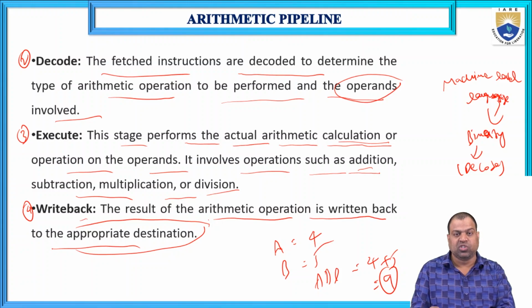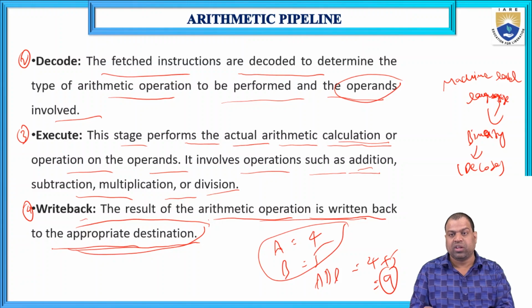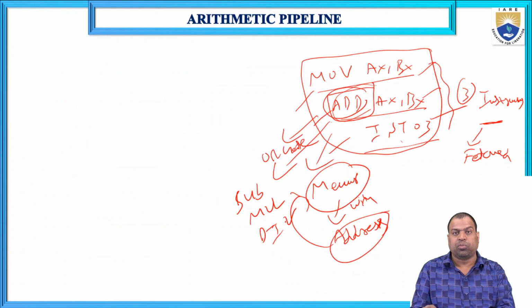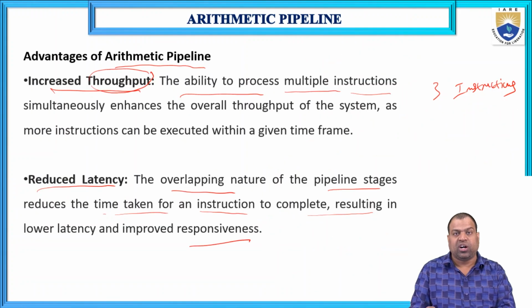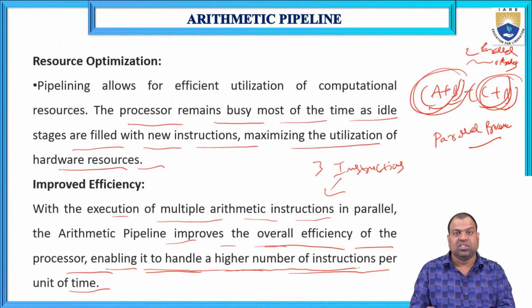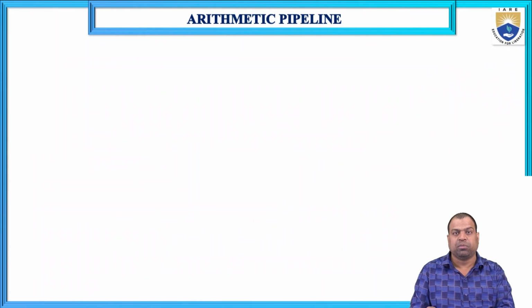After completion of executing, we write back, meaning the result of the arithmetic operation is written back to the appropriate destination. Like after completion of a program, say A equal to 4 given, B equal to 5 given, add 4 plus 5, I got the result 9. So the result of the arithmetic operation is returned back to the appropriate destination. So what are the advantages of arithmetic pipeline? Increased throughput, reduced latency, resource optimization, and improved efficiency. These are the advantages of arithmetic pipeline.